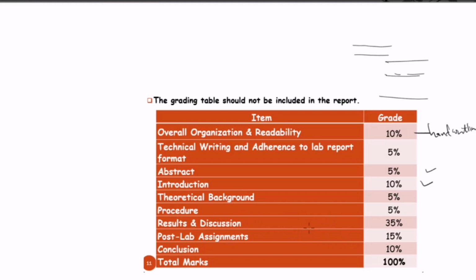Result and discussion, we break it down. Then we have post lab, 15 marks. We have conclusion, 10 marks. Whatever you are doing, make sure you do it very well. Get about 80 plus, because with this lab work, getting 80 plus is very easy. You just need to follow the format and do it.